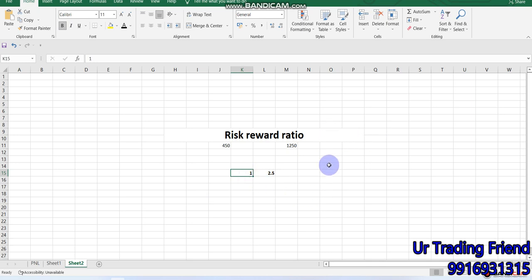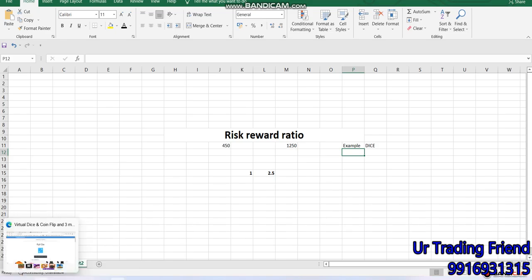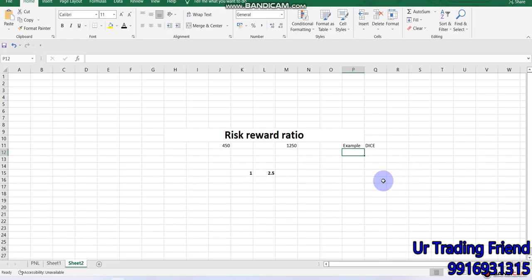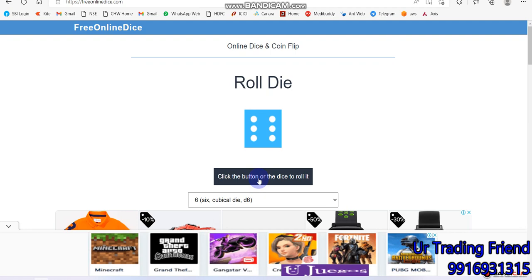I'll also give you a live example of dice, an online dice. I'll take you to an online portal. I have found a free online dice. You can just see here. I'm just clicking. I don't know what will come out of 6. It might come 1, 2, 6, it's up to the online dice. If I'm getting an odd number, that means I will be in loss. If I'm getting an even number, then I will be in profit. Clear? I'll just roll the dice.